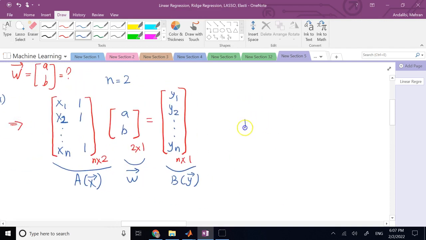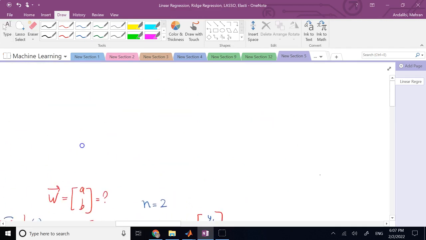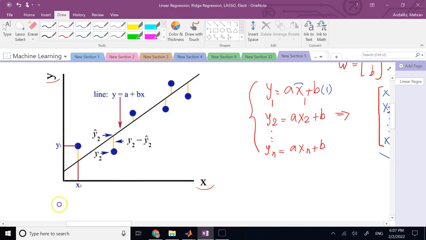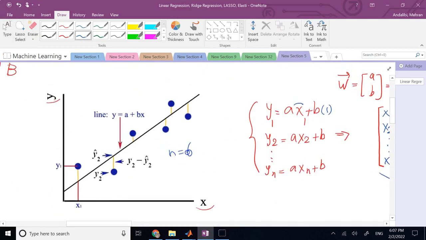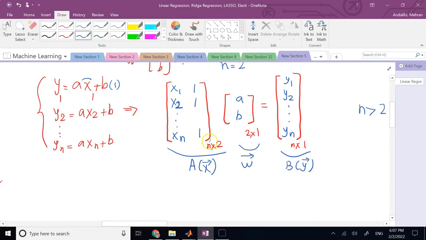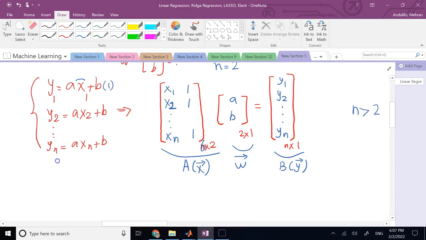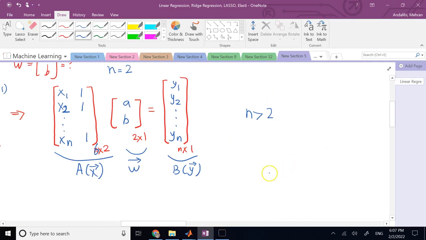But when n is bigger than 2, like in this case, you have 6 points in the case of this figure. Right here, n is 6. You have 6 data points. This is going to be a 6 by 2, so can you invert a 6 by 2? No, but there is a solution for that, as I can show you. Here your W is going to be what we call the pseudo inverse of A, A plus, times B, where we call it the left pseudo inverse.